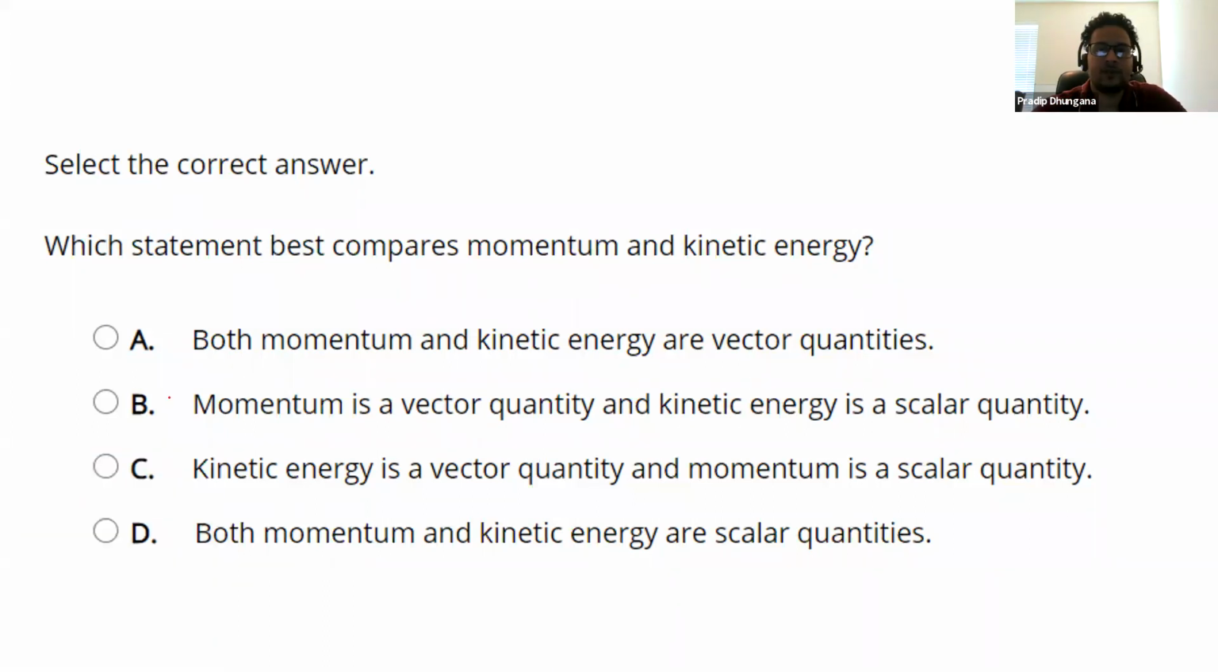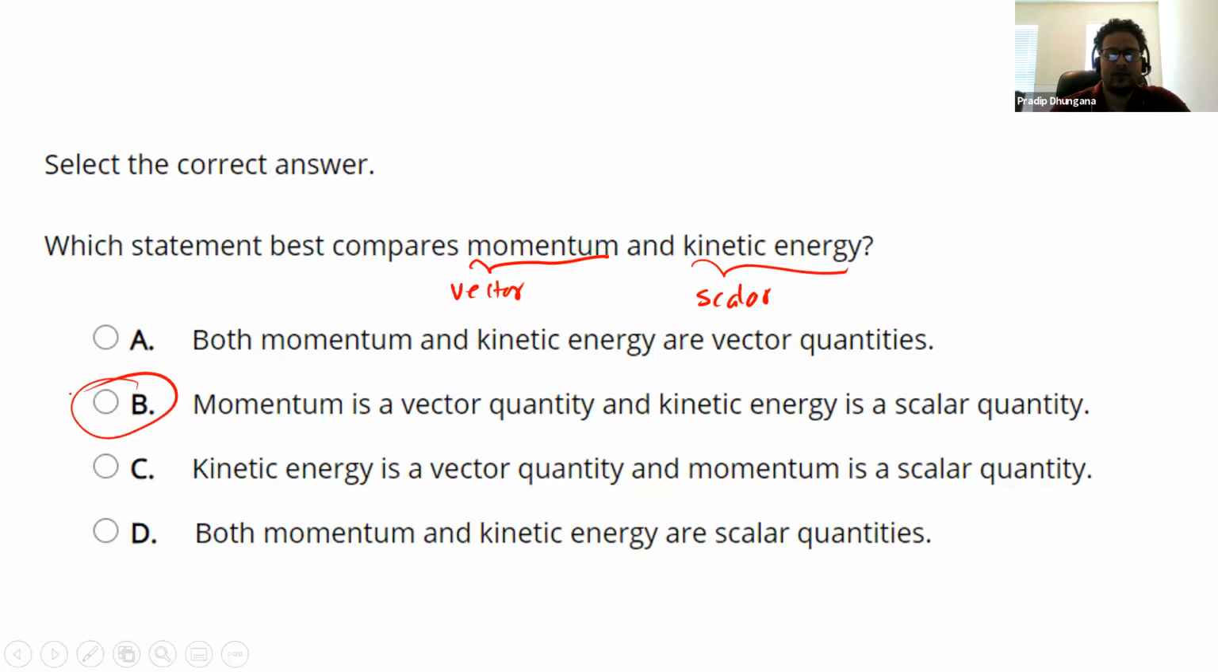Which statements best compare momentum and kinetic energy? And you have to compare it in terms of scalar and vector quantity. So momentum has both direction as well as magnitude, so this is a vector quantity. And energy, kinetic, potential, any type of energy, only has magnitude. So that means it is a scalar quantity. So the correct choice is: momentum is a vector quantity and kinetic energy is a scalar quantity. B is the correct choice.